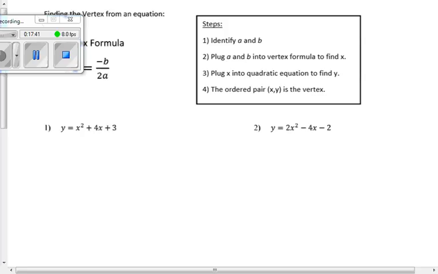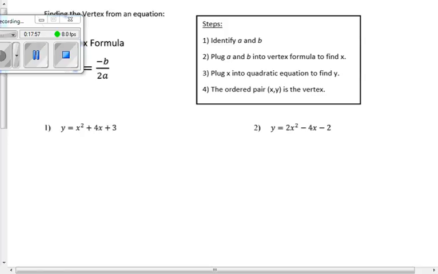The first step is going to be identify A and B. Okay, we're not worried about C. We don't care about C. We only want A and B. So I would go through and identify A and B for all 4 of these problems. If you want to go ahead, jump forward and do that, that'd be fine.